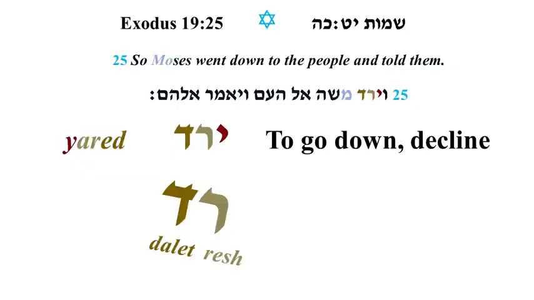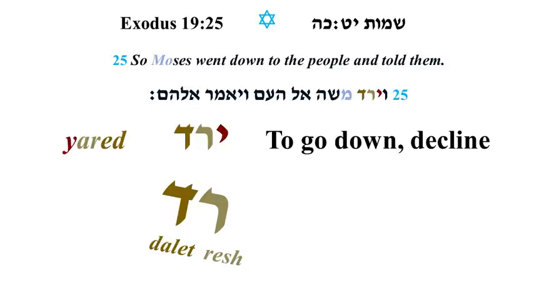Look at Exodus 19:25. So Moshe went down to the people and told them. Moshe went down. That word going down is Vayered. The Vav in front is and then Yered is to go down or decline. You see, Yod, Resh, Dalet.